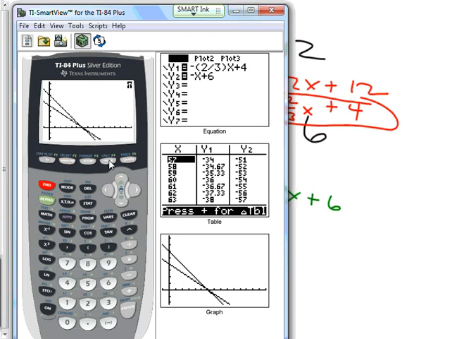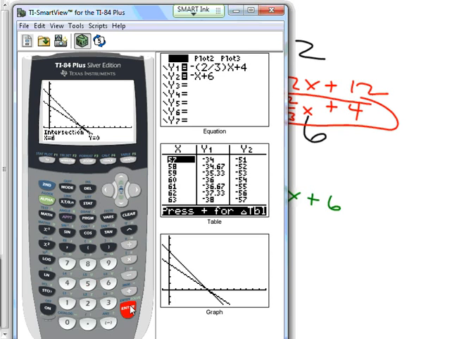So now I'm going to go to second, and that's right above trace, calculate the intersect. This is the most powerful method for solving equations that I can tell you, because it solves any kind of equation. Graph two things, see where they cross. And then if you only have two lines, you just go enter, enter, enter, and you should have said 6, 0. Raise your hand if you had that one right.